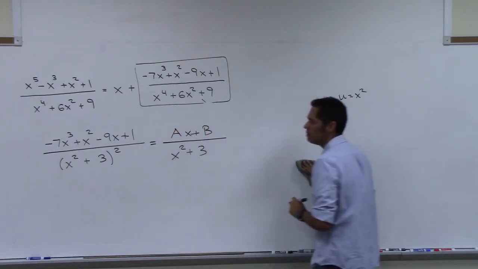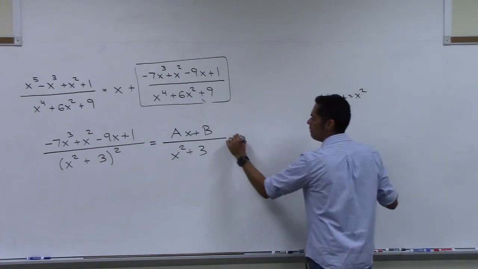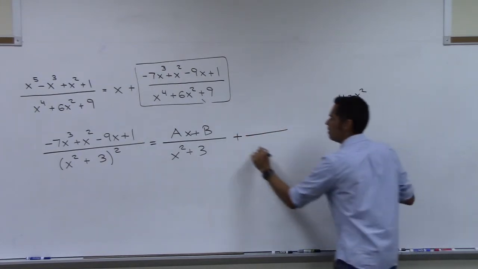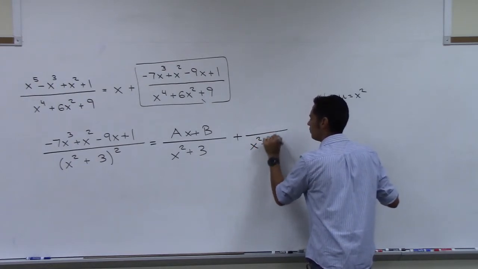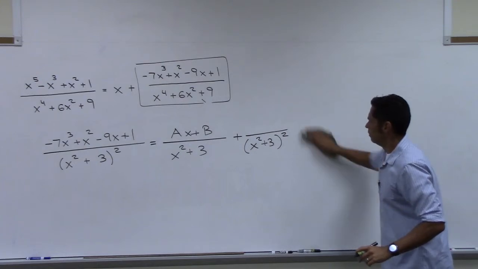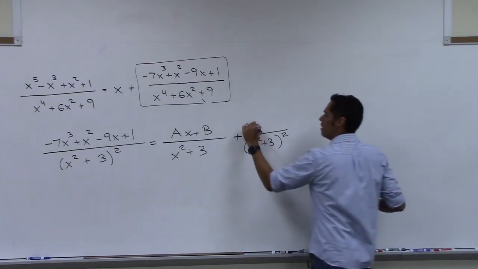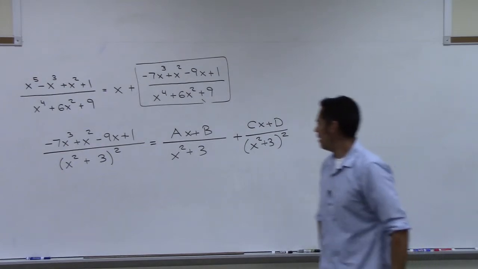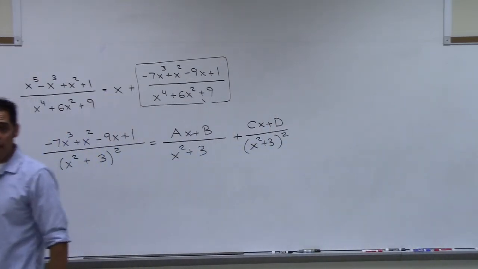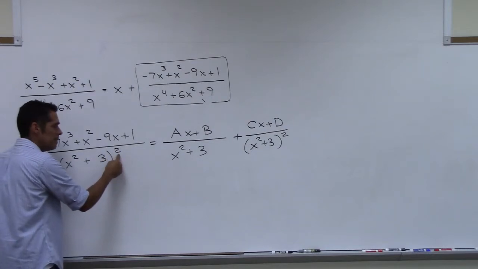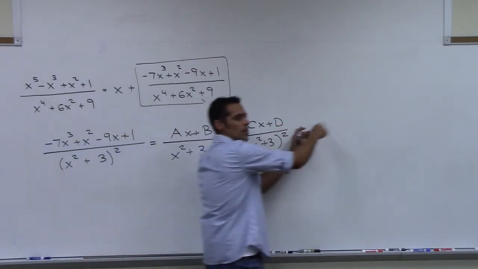Now, am I done? No, I need to do what? Plus another, this time x squared plus 3 squared, and what goes on top of that? Another linear expression. And I can stop now because I've gone up to the highest power. If this had been 3, we would need another one cubed.